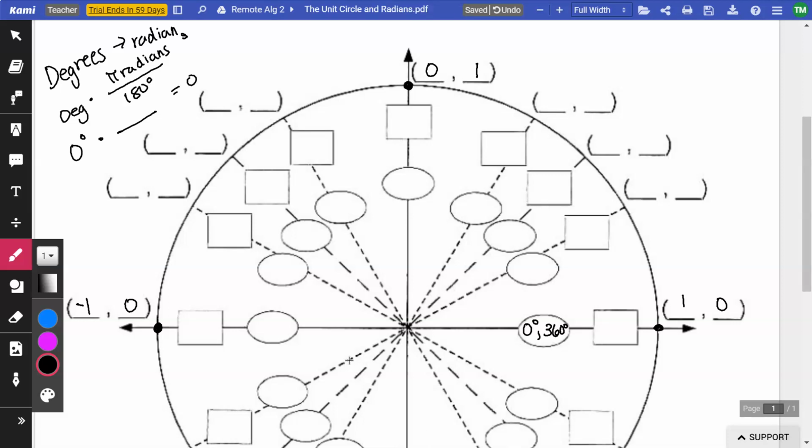So I know that this is 0 radians, but I also know that because this is not only 0 degrees, it's also 360 degrees, I need to take 360 degrees and multiply that by my conversion of pi radians over 180 degrees. And 360 divided by 180 is 2, and then degrees divided by degrees cancels, and then 2 times pi radians is just 2 pi. So this is also 2 pi.